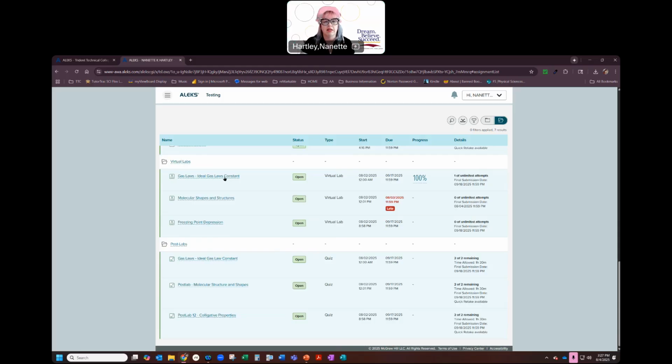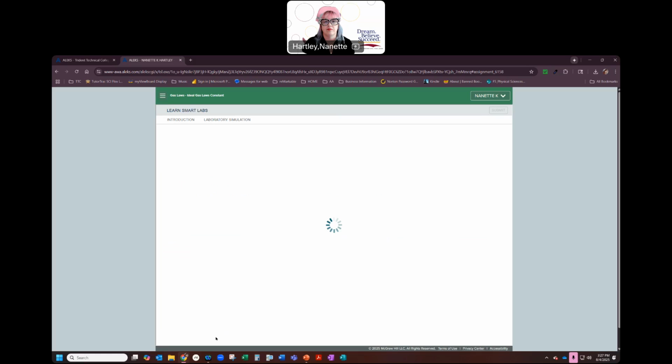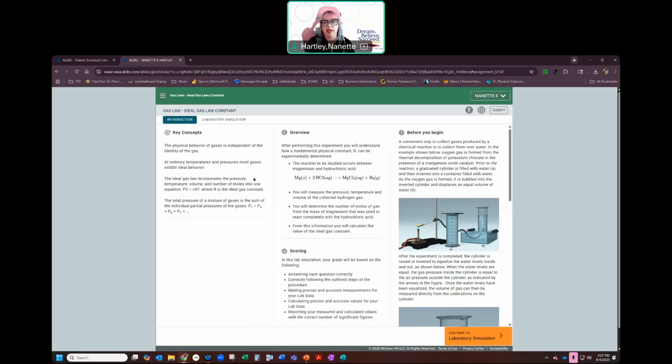Now, we can come in here and click the gas laws, ideal gas laws constant, and that will take you to this screen right here. And you can start this. This will take you to the first page of this experiment. You'll get some key concepts. You'll always get this when you start a lab: an overview of the experiment, how the lab will be scored, and some information about it before you begin. All of this information is important to you. You should definitely read it.